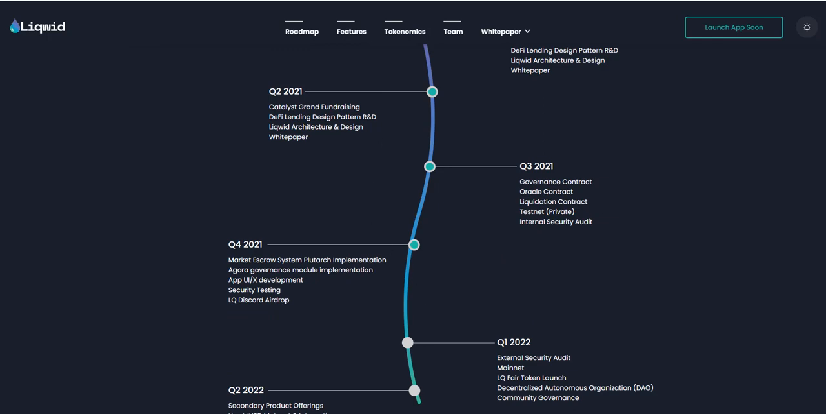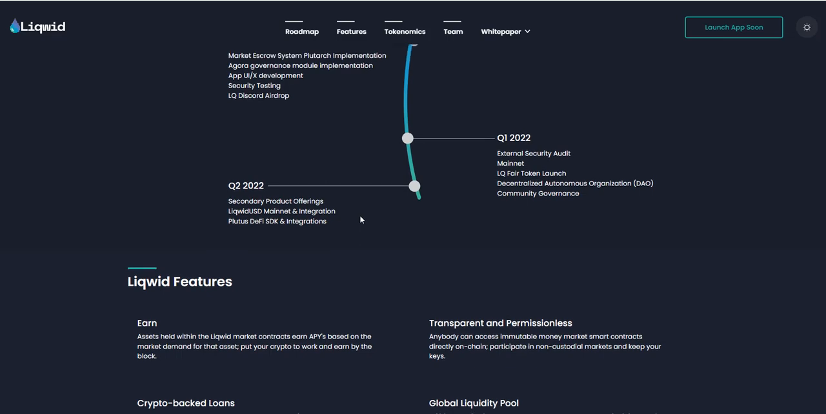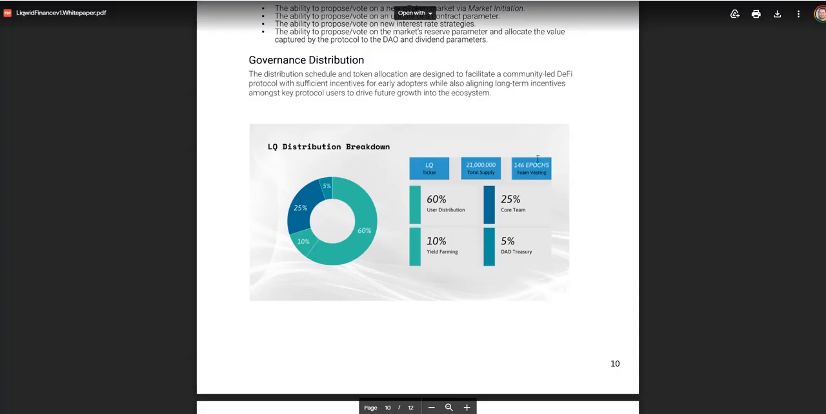If we look at the roadmap, they've already done a lot. So Q1, they're going to release their mainnet pretty soon. LQ Fair token launch. They're going to do secondary product offerings in Q2. Liqwid USD mainnet integration. So that is their stablecoin, I'm assuming. I haven't heard anyone talk about that yet.